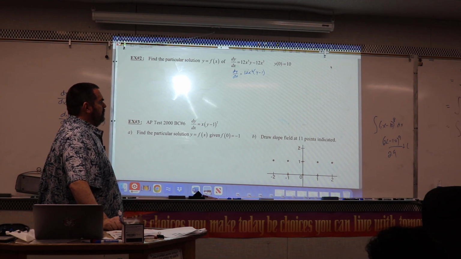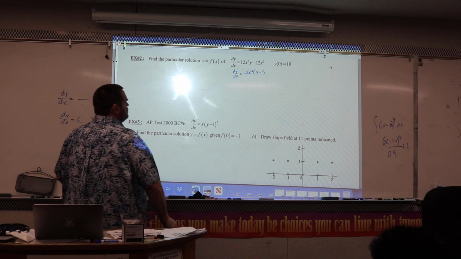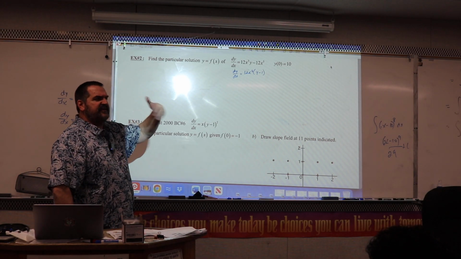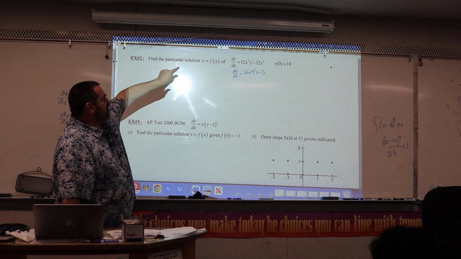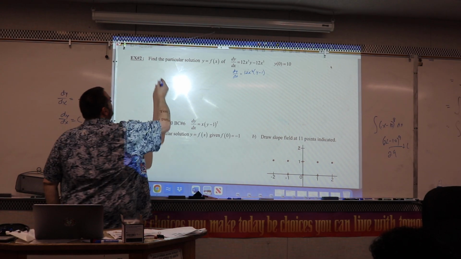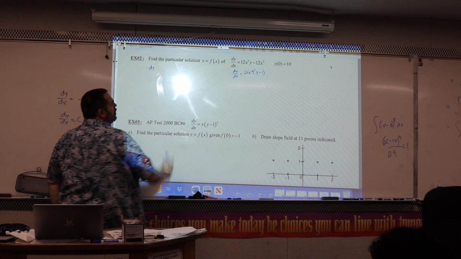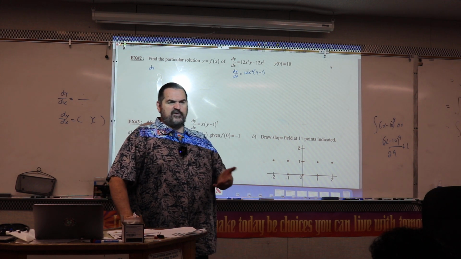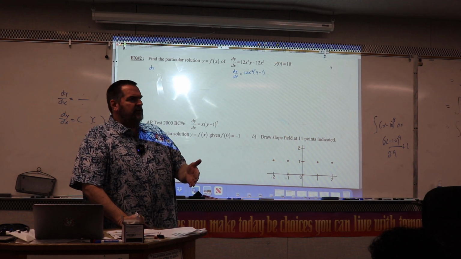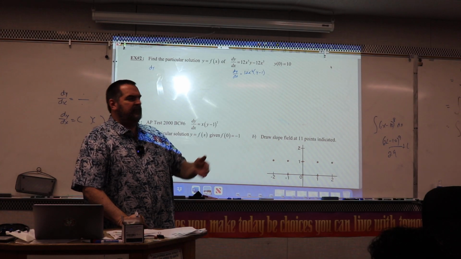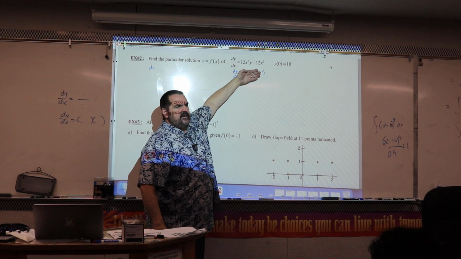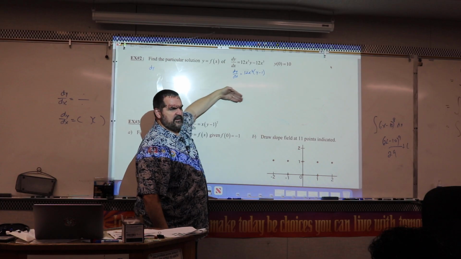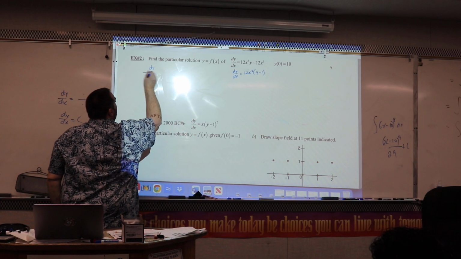Now if we separate, the dy and dx have to be on top. Since your dy is on top, your y's are going to go to the left. So what comes over here with the dy? Y minus 1. Where's it go? Top or bottom? It's on top over here, right? So how do I move it over? It's going to divide. So it's going to go down here to the bottom.